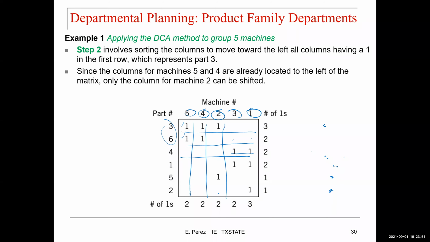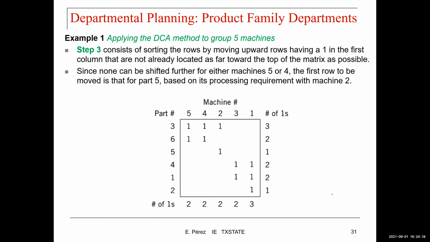When I look at the third column, I find a 1 here in row 5. So that one has to be moved after 3 and 6. So that row is going to be moved up after 3 and 6. Okay, so row 5 is going to be moved up, and that's what you're going to see here. So now I have 5 after 3 and 6.